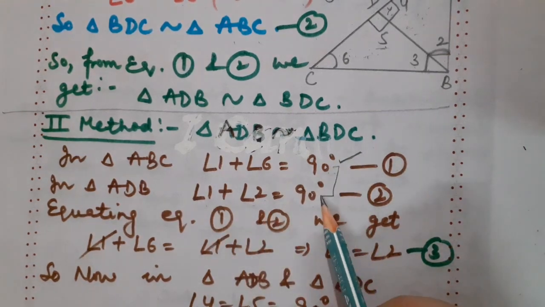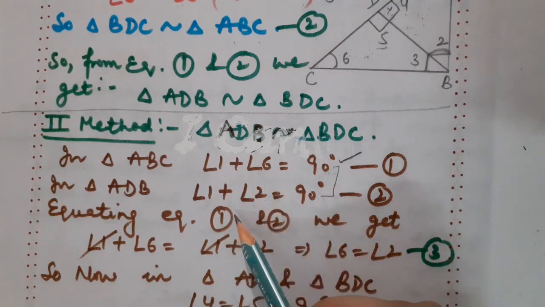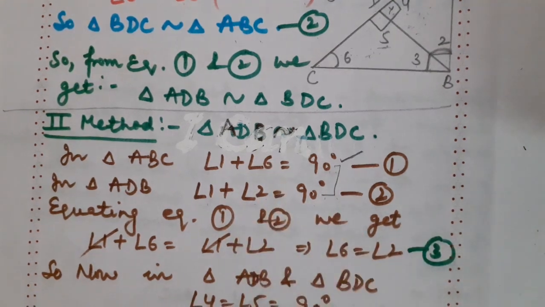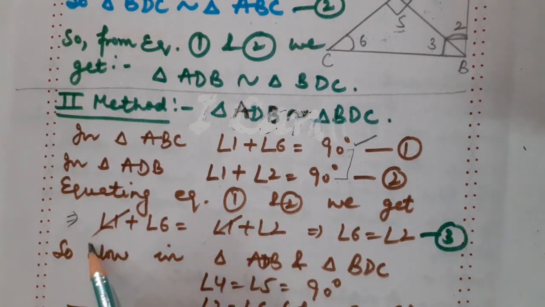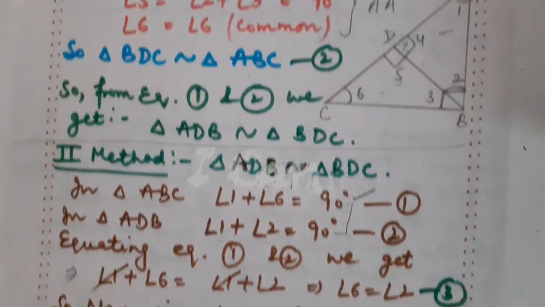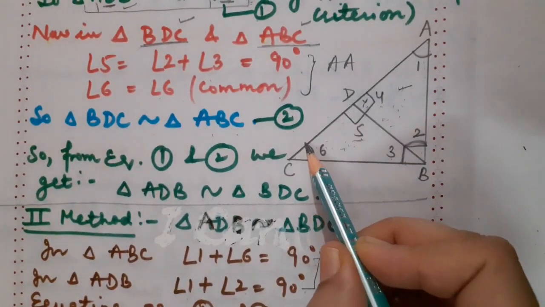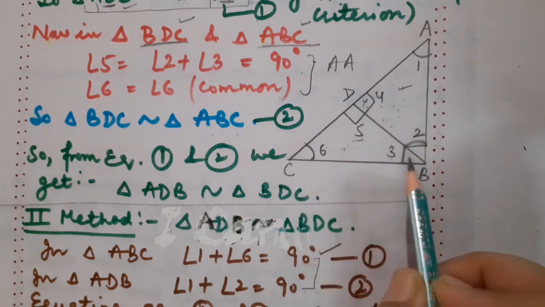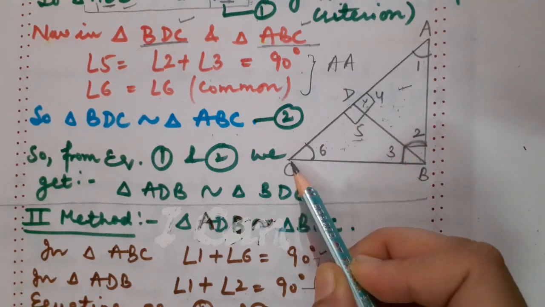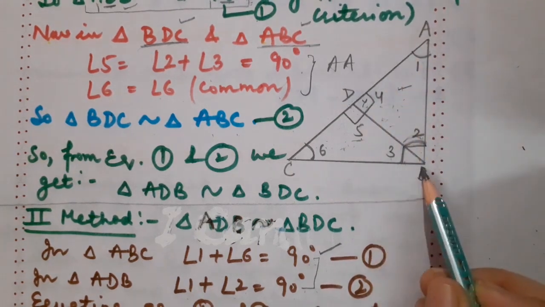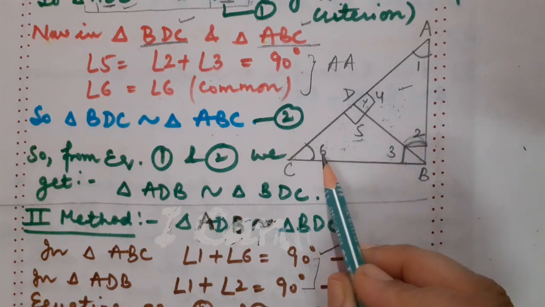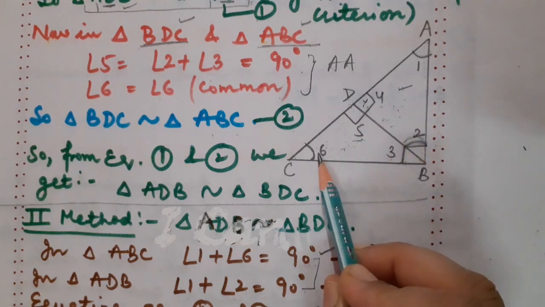As they both are of 90 degree, can I equate LHS also? Because RHS are same. So it implies angle 1 plus angle 6 is equal to angle 1 plus angle 2. Angle 1 and angle 1 are going to be cancelled. So it implies angle 6 is equal to angle 2. So let us check where is angle 6. Angle 6 is in triangle BDC. Okay. And where is angle 2? This is angle 2. It is in triangle ADB. Got it? So it means we can say that angle 2 is equal to angle 6.